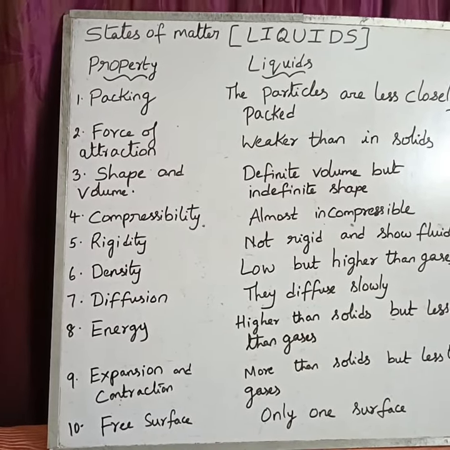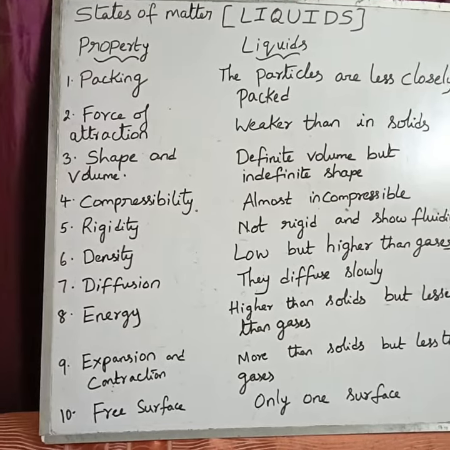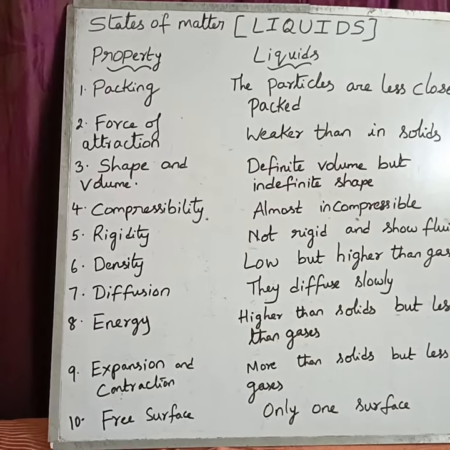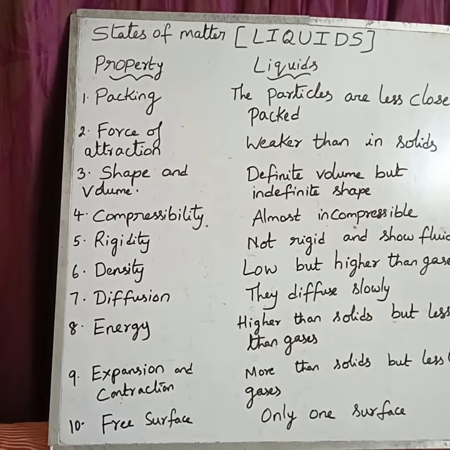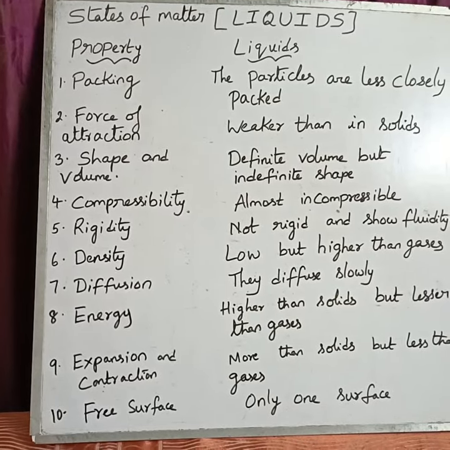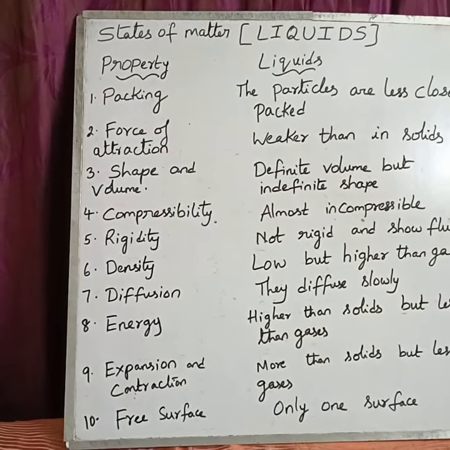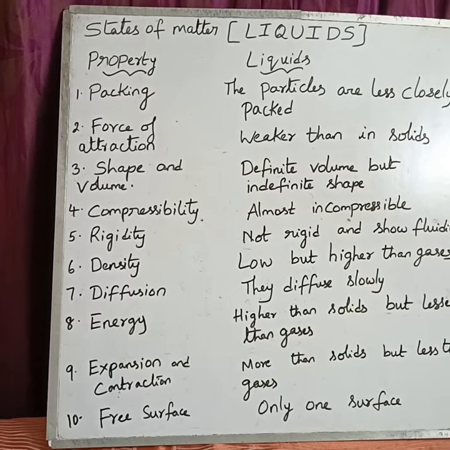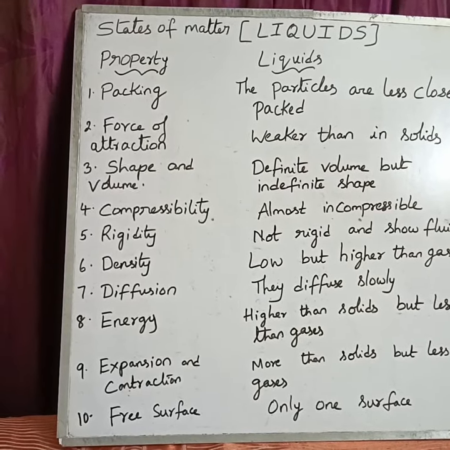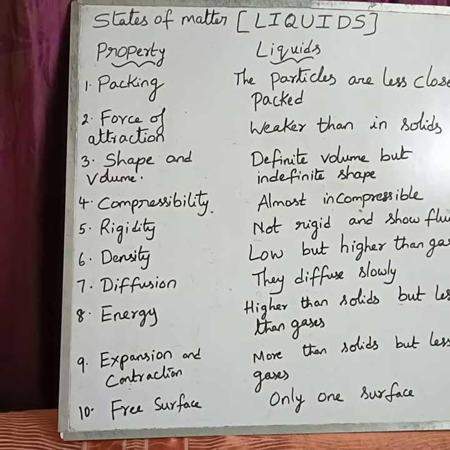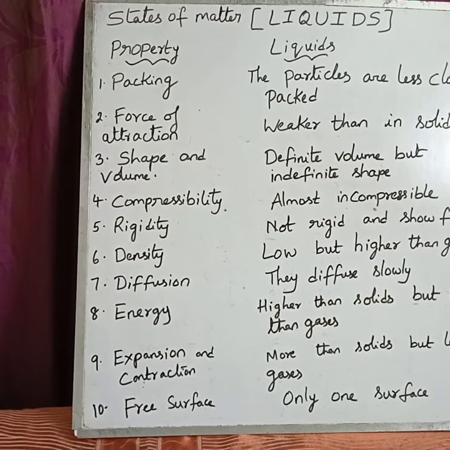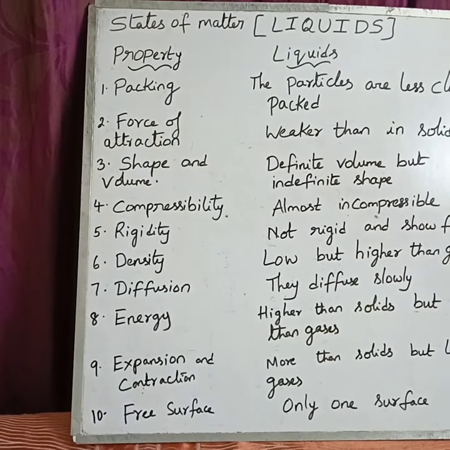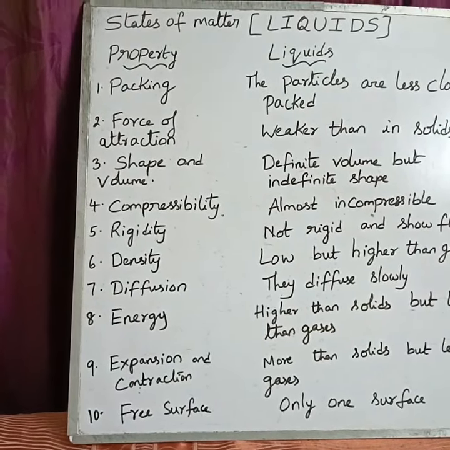The next property is called compressibility. What is compressibility? Decrease in the volume of matter by applying pressure is called compressibility. A liquid can be compressed only to a small extent. The intermolecular space in liquids is not very large, so the molecules can be pushed closer only to a limited extent. When you come to the rigidity property, they are not rigid but they show fluidity.